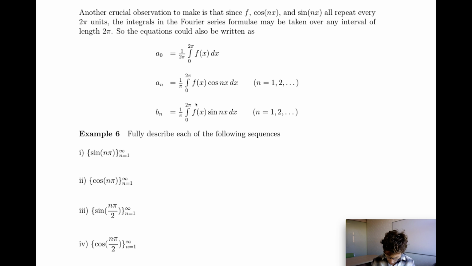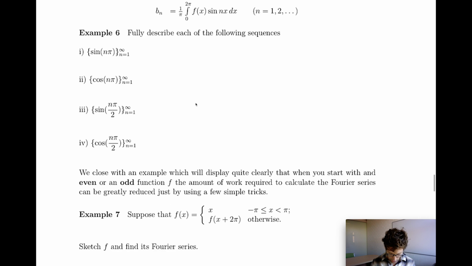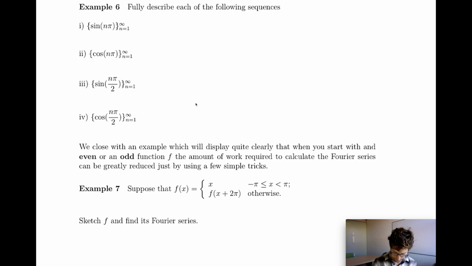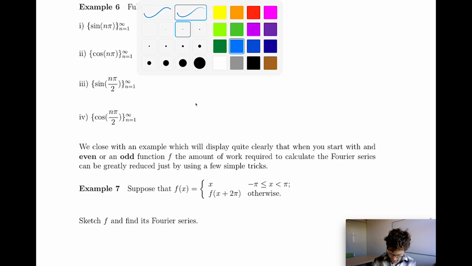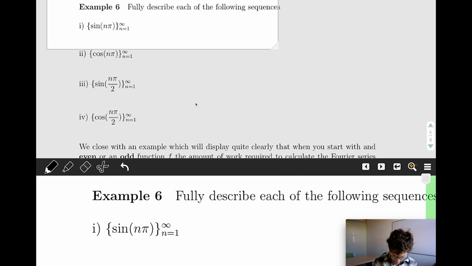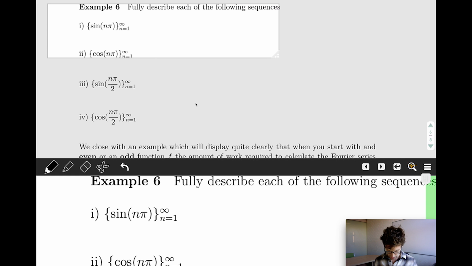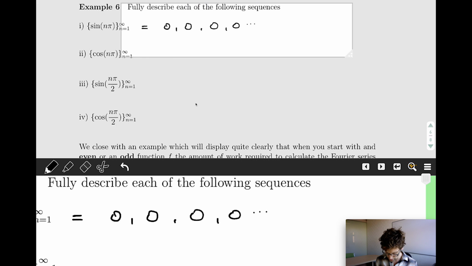We're also going to make use of some of the simple properties of sines and cosines. And to do that, we're going to look at the following sequences. So let's write out the first couple of terms for each of these sequences. So sine n pi, let's try n equals 1, that would be sine of pi, which is 0. Sine 2 pi is 0, sine 3 pi is 0, and so on. So this is always going to be equal to 0 for every possible value of n.